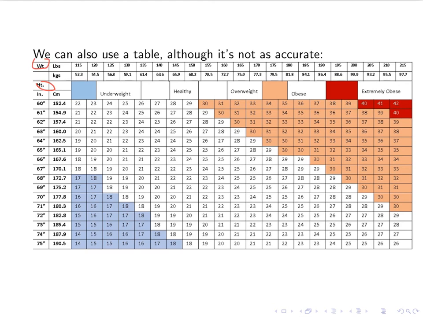So if I'm looking at someone who is 61 inches, I'm going to be following this across. So there's my 61 inches. And then if they are, say, 150 pounds, the BMI is 28. If they are 200 pounds, the BMI is 37. So these aren't exact, right? There are some rounding issues here. So it's better to use the actual formula, but the table's faster.